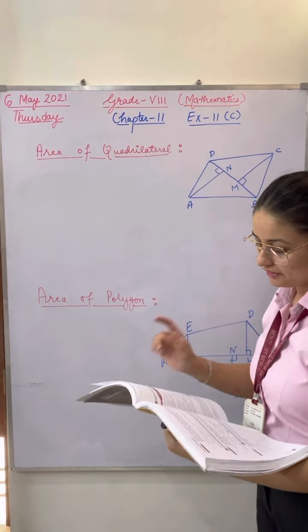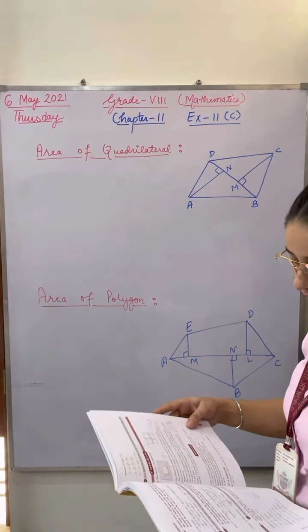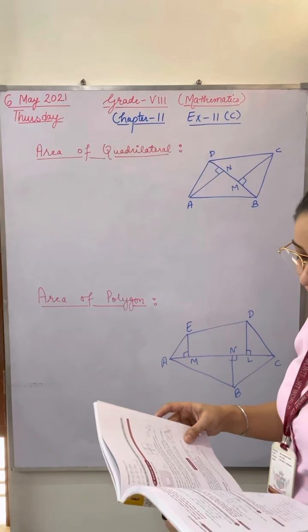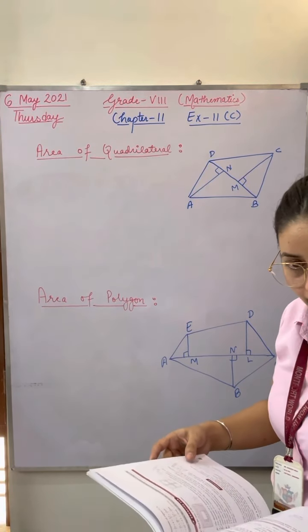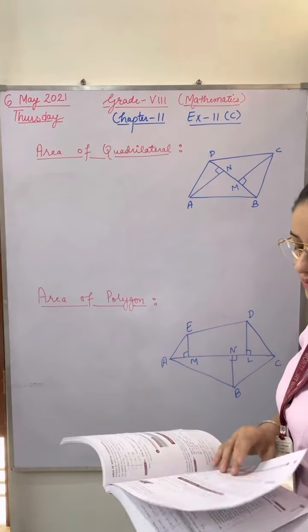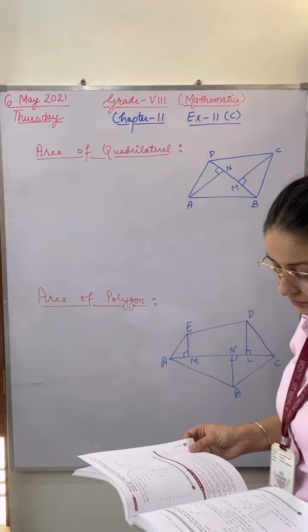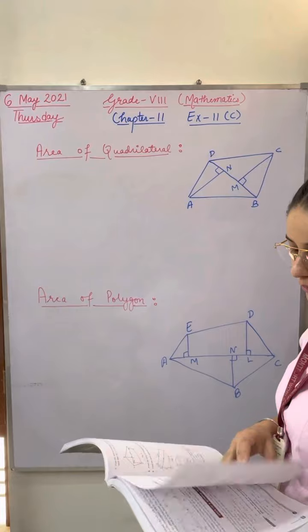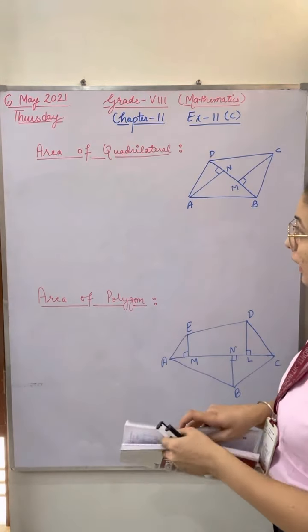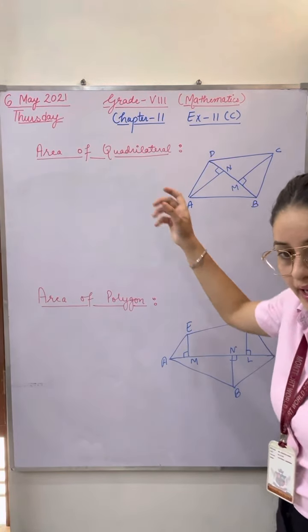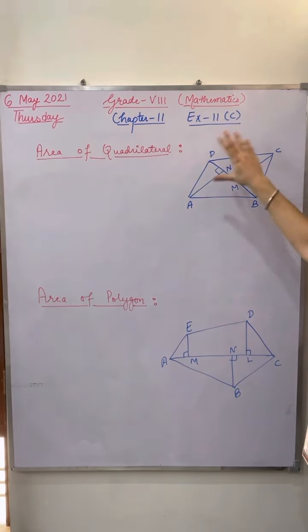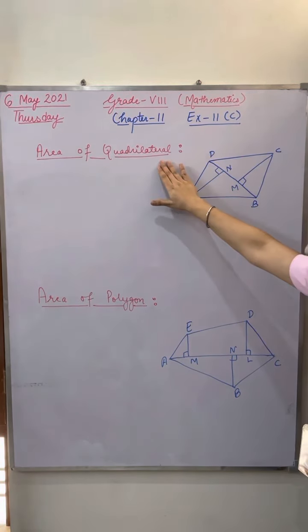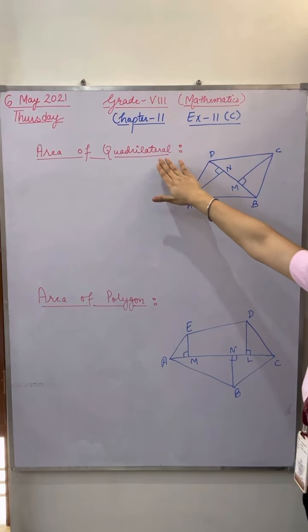In the very first exercise, we discussed the area of equilateral triangle, semicircle, and shapes like square, rectangle. Then we discussed the area of trapezium. Now we are going to discuss the area of quadrilateral. Yesterday I told you any four-sided figure is known as quadrilateral.